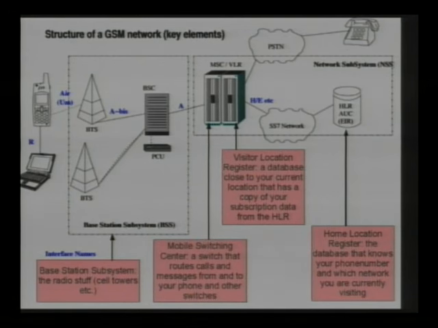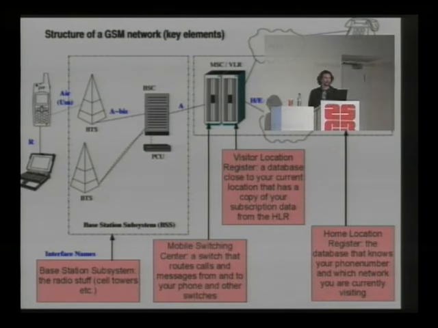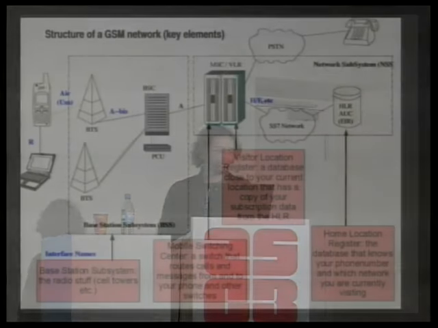Then there is the visitor location register, which always has a copy of your subscription data. The visitor location register that is physically closest to you always gets the copy of your subscription data from the home location register and uses that, so that every time you make a call, the home location register doesn't have to be asked whether you are allowed to make that call. It stays in the area.